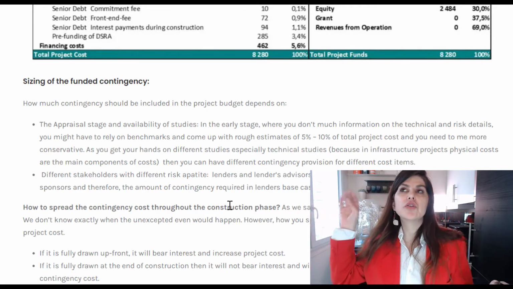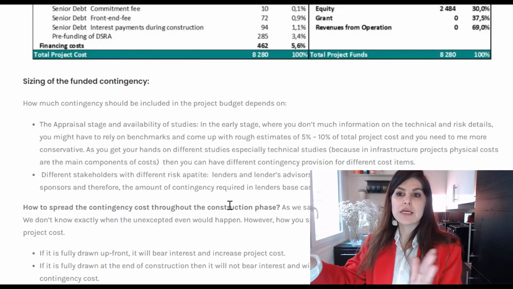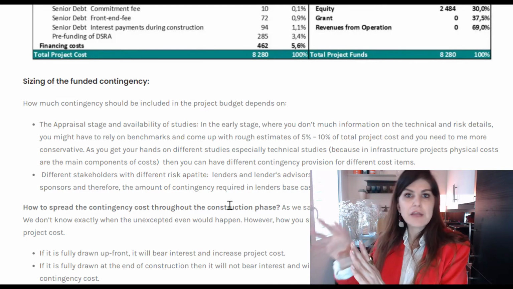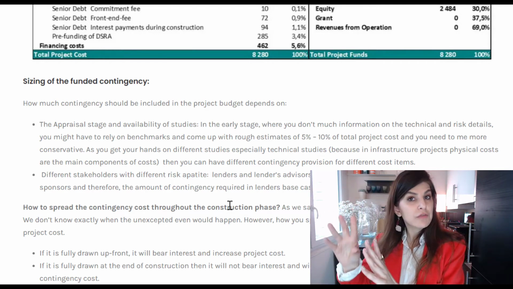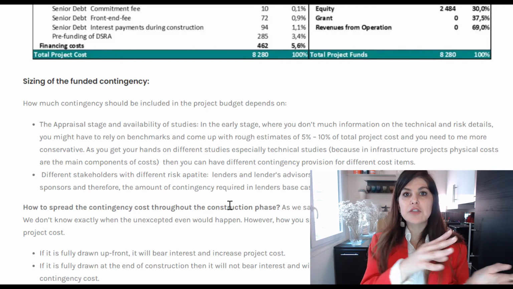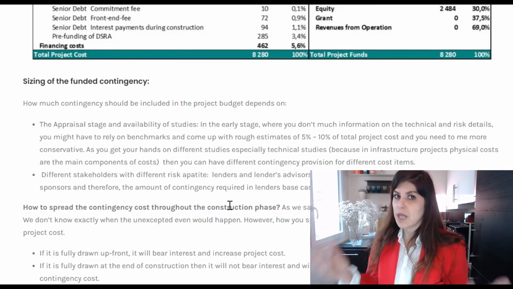Or shall I put it right at the end and assume that the project will go along as planned, and just in the last construction period, something unexpected will happen, and I will have this 5 million extra cost? Or shall I just distribute it evenly throughout the construction? That's something that you need to consider again with the advisors.